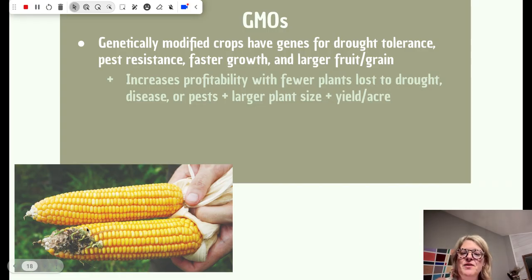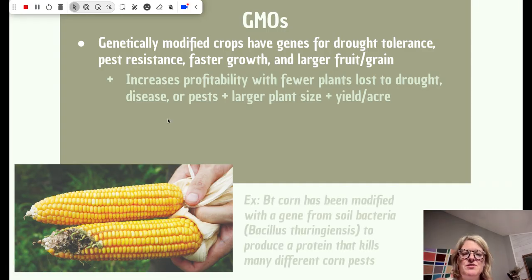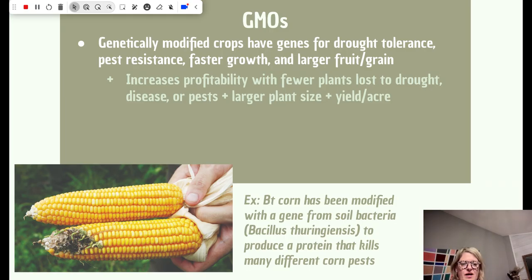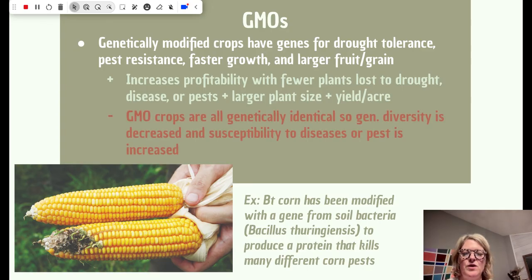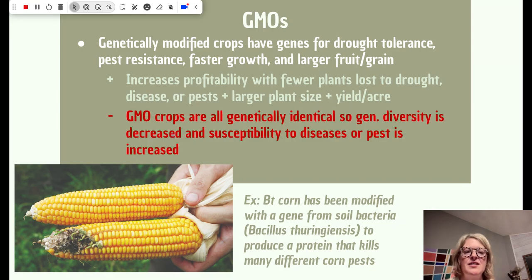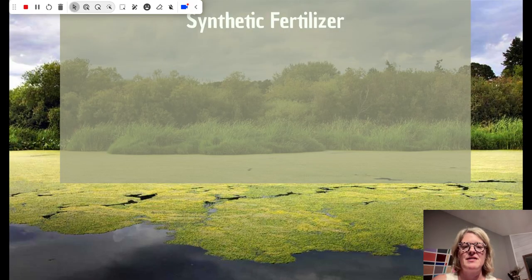I wouldn't buy that, but I would definitely buy the one above that's more pest resistant. One of the first most famous examples of a genetically modified organism was something that we call BT corn, because it has a gene from soil bacteria that produces a protein that actually kills insects that like to feed on corn. So one issue with GM crops is that they're all genetically identical, so there's little genetic diversity, which means they're more susceptible to disturbances from either diseases or pests.